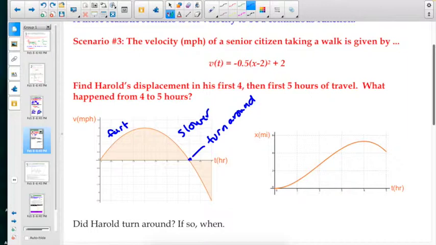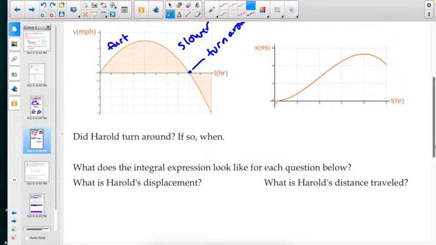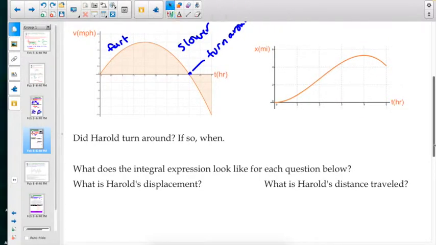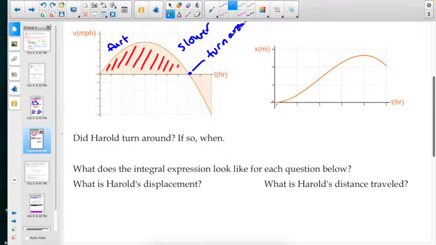Do they make it all the way home? How do you know they don't make it all the way home? The areas aren't the same. So when we look at this area, this represents what? Yeah, that's our positive displacement. They're walking away from where they started. And this area represents what? They're walking back, okay? So this is the walking back.